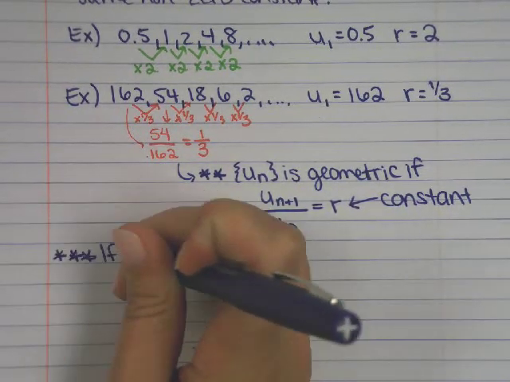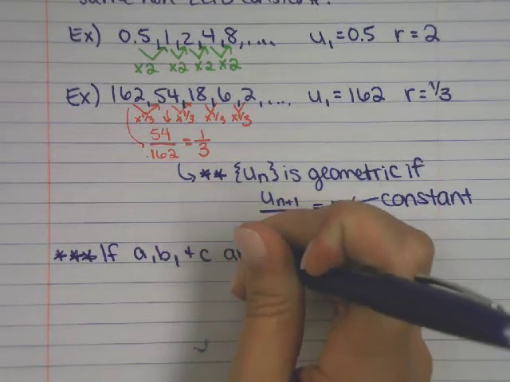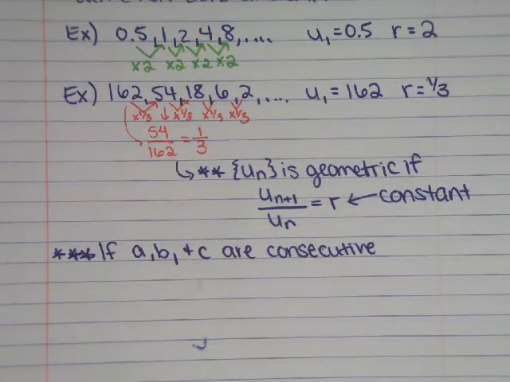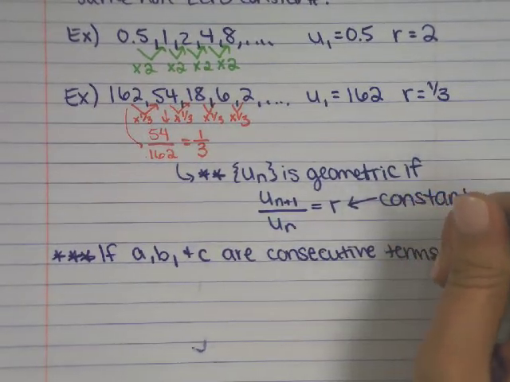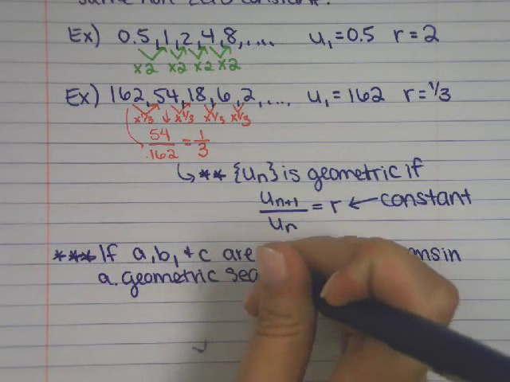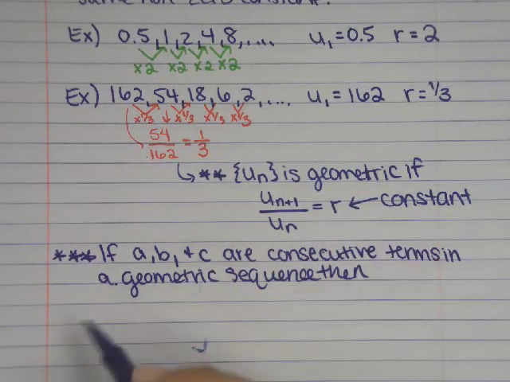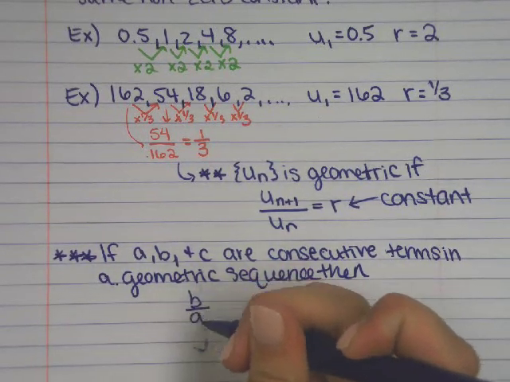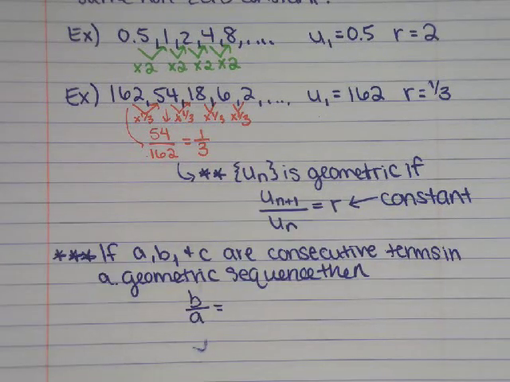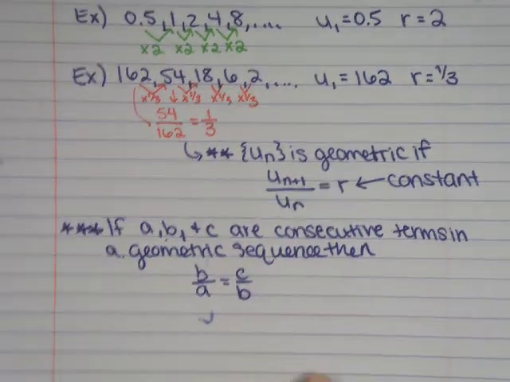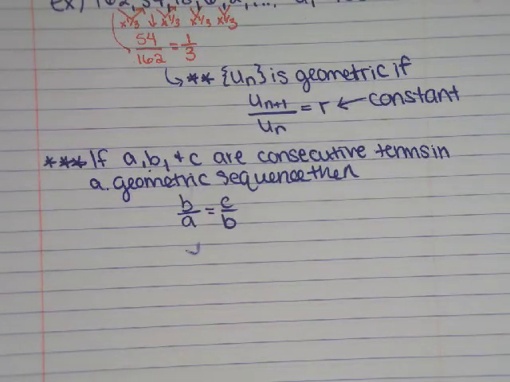All right, next thing. If A, B, and C are consecutive terms, meaning in that order, in a geometric sequence, then you should be able to take the one that's further ahead divided by the previous, B over A, and it should equal that throughout the entire sequence. So if I do C divided by the one just previous to it, those should be equivalent. They should both be equal to your common ratio of R.